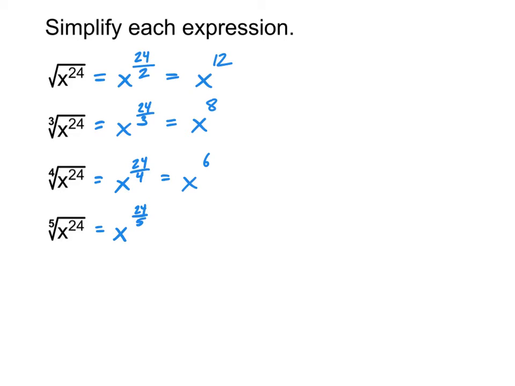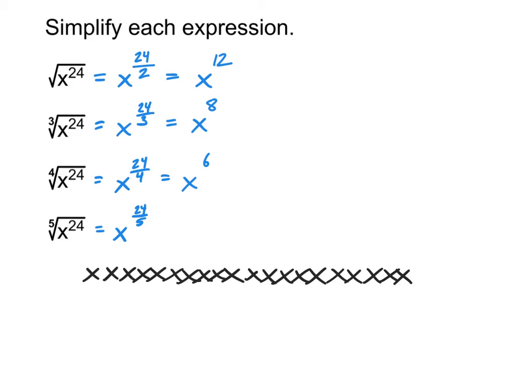And we have a little bit of a problem. That doesn't reduce. When you end up with something like x to the 24 fifths, we still can, however, simplify this. I want to show you how, which I take a deep breath before doing because it means I have to write out a lot of x's here. We are going to have 24 x's.